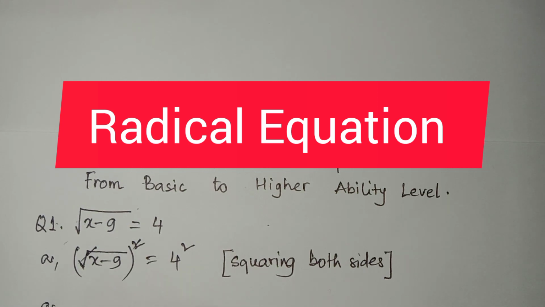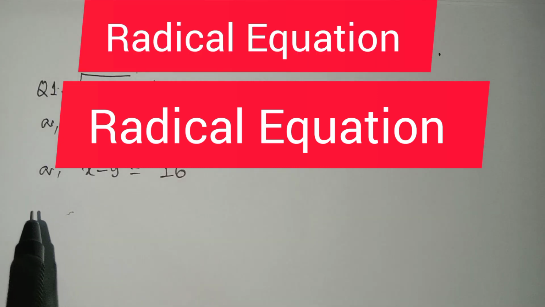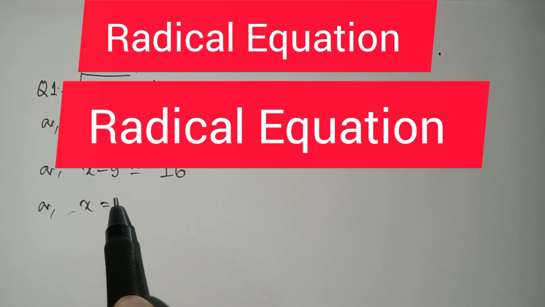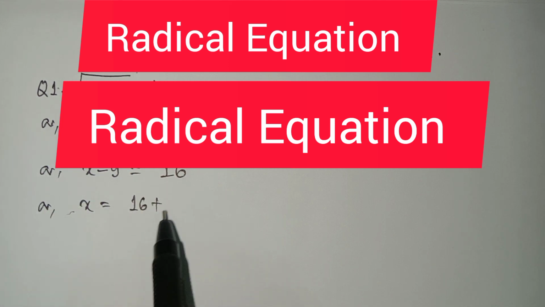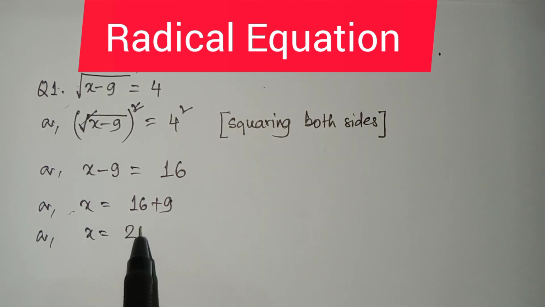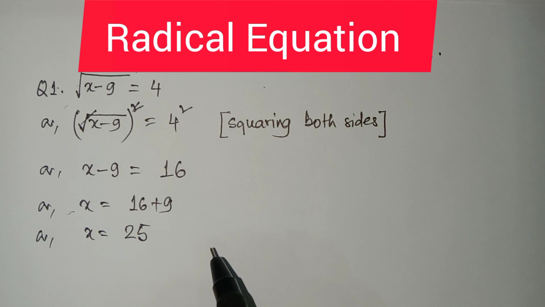So I can write that x minus 9 equals 16, and I can say that x is equal to 16 plus 9, and it gives me x equals 25. This is our solution. Now friends, let's take question number 2.